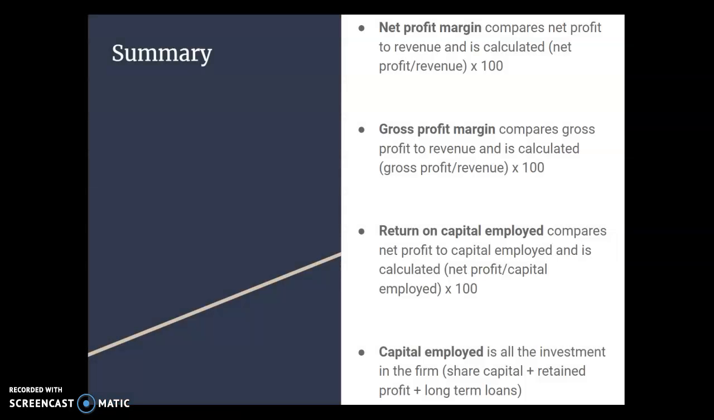Okay, so this session was just about the calculations only. So to summarise, net profit margin compares net profit to revenue and is calculated net profit divided by revenue times 100. Gross profit compares gross profit to revenue and is calculated gross profit divided by revenue times 100. And return on capital employed compares net profit to capital employed and is calculated net profit divided by capital employed times 100. Capital employed is all the investment in the firm, share capital plus retained profit plus long-term loans.